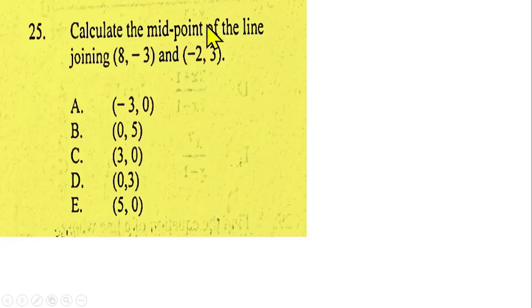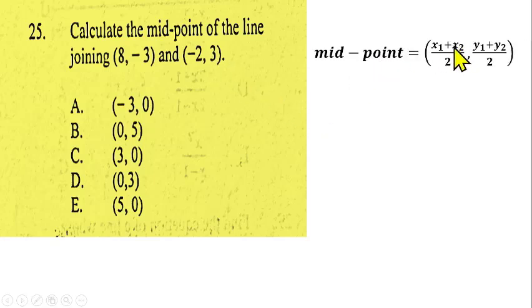Question number 25 is from coordinate geometry. In this case, we have to calculate the midpoint of the line joining 8, minus 3 and minus 2, 3. So to find the midpoint, we have the average of the x1 plus x2, and the average of y1 plus y2. From the coordinates given to us, our x1 is 8 and our x2 is minus 2, our y1 is minus 3, our y2 is 3.